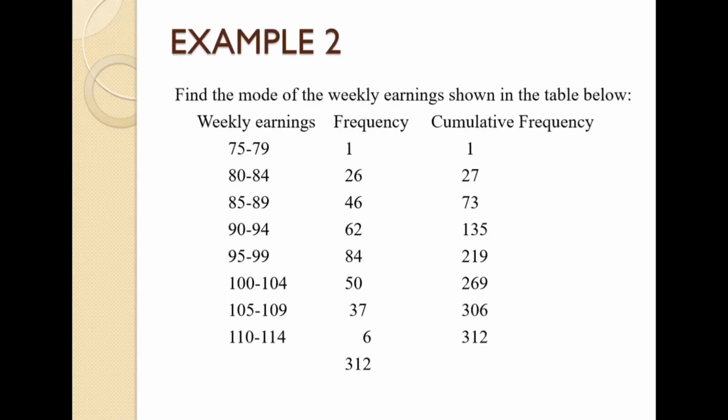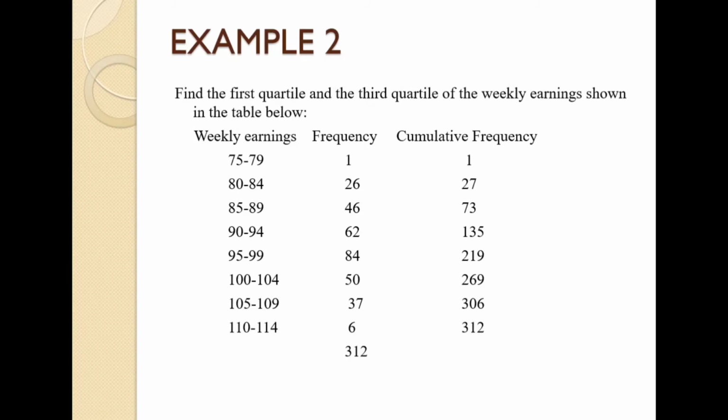Now let's take a look at this example. From this example, we are asked to find the lower and the upper quartile of the weekly earnings shown in the table below. Now, this is an example of grouped data. So what we did initially was the quartiles of ungrouped data. So now we have to find the lower and the upper quartile of this grouped data. 75 to 79 with a frequency of 1, 80 to 84, 85 to 89, 90 to 94, and 110 to 114 with a total frequency of 312.